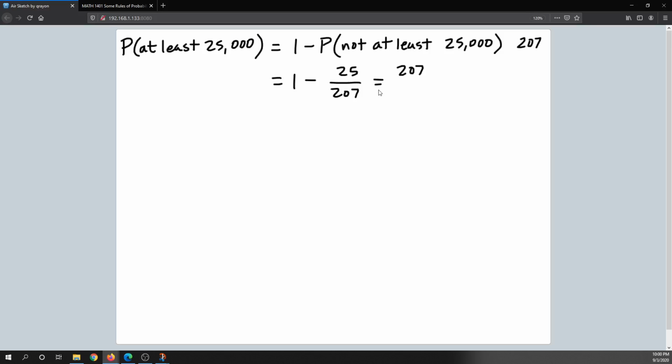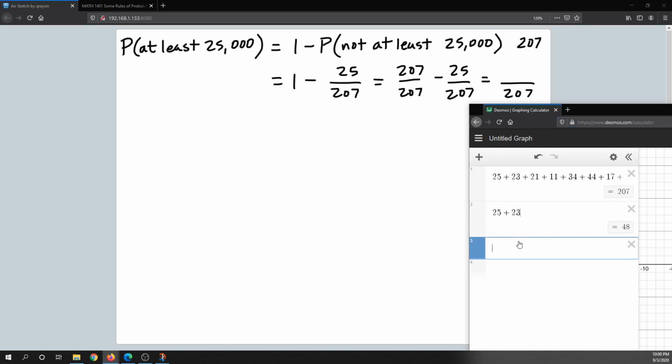By getting a common denominator. But that's going to be pretty easy since that number is 1, right? It's going to be 207 minus 207, or 207 over 207. And so then what you would do is just subtract that out. So 207 minus 25 is 182. Okay.